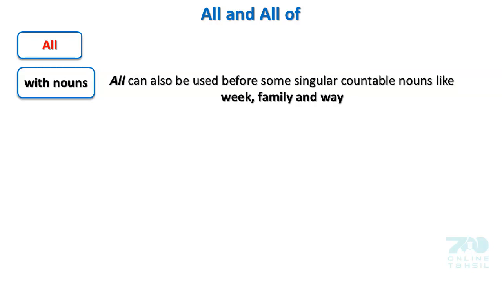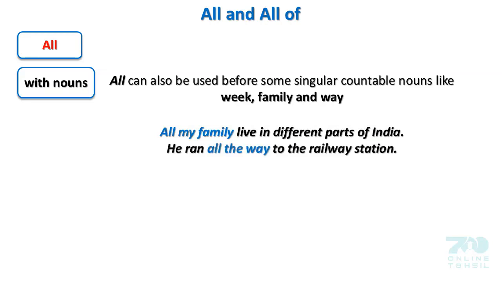All can also be used before some singular, countable nouns like week, family, and way. All my family live in different parts of India. He ran all the way to the railway station.